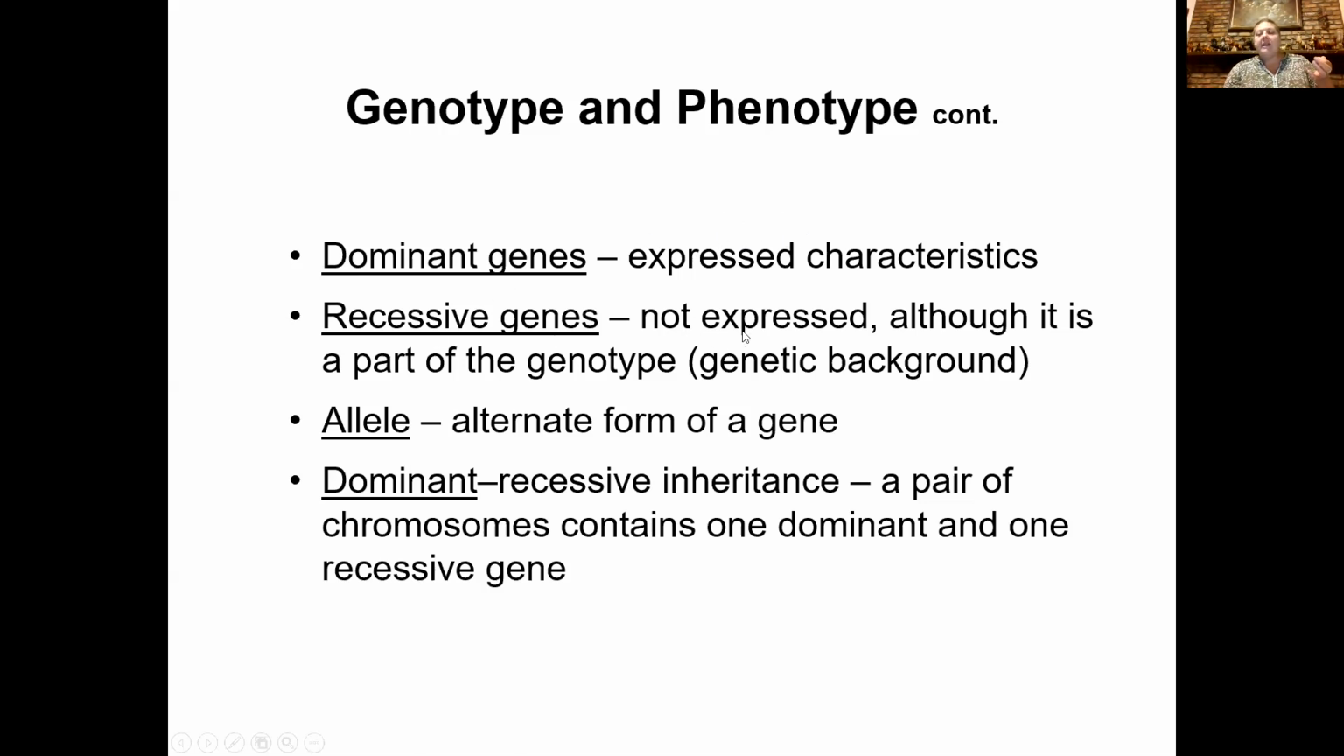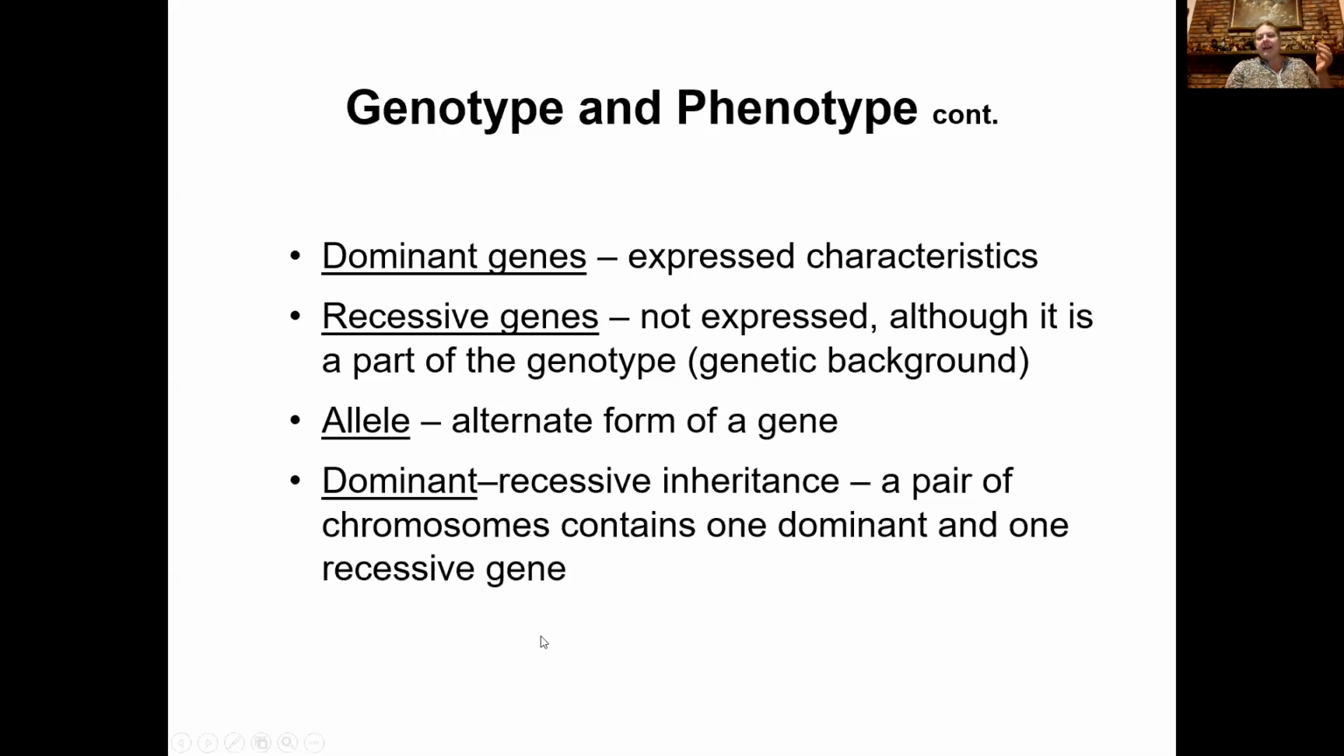Recessive genes are not expressed, although they are part of the genotype. So even though I carry that gene for blonde hair, I don't have blonde hair, but I'm able to pass that gene for blonde hair on to a child. An allele is an alternate form of a gene. So I might have an allele for brown hair and an allele for blonde hair. Those are alternate forms of the gene. I have a gene for this color, a gene for that color. Those are different alleles.